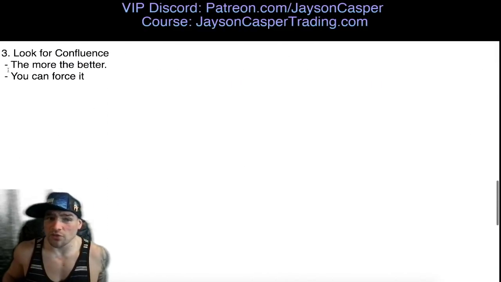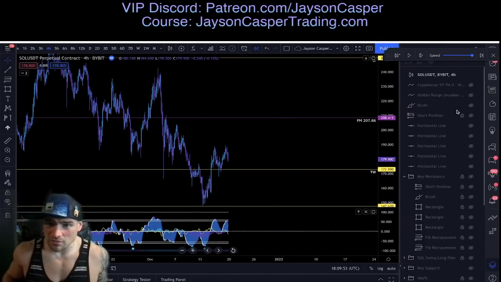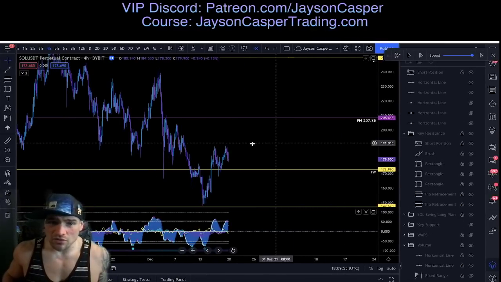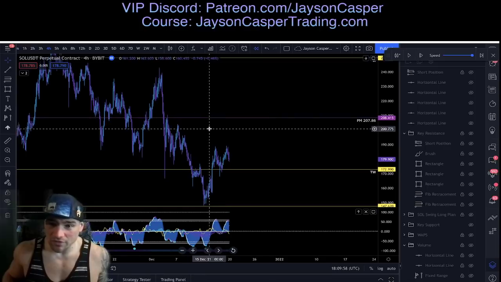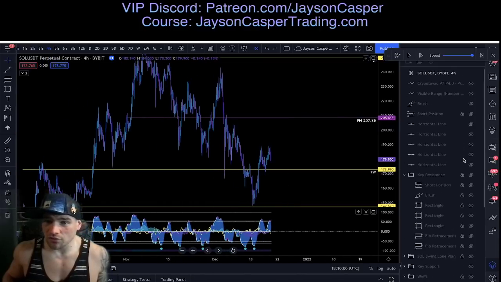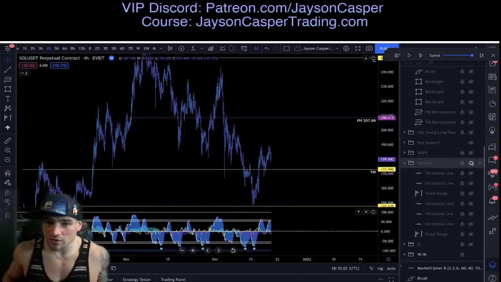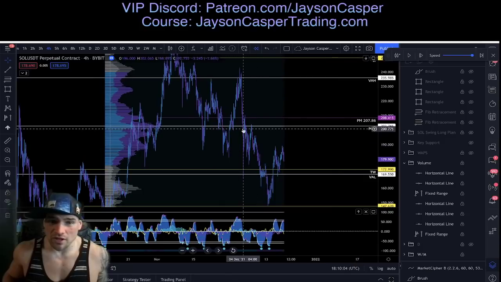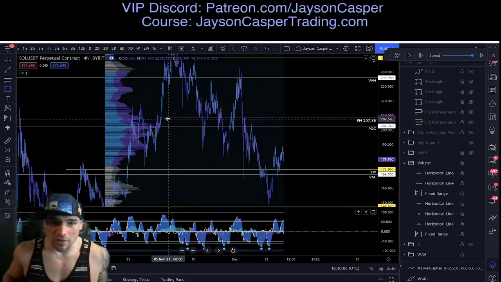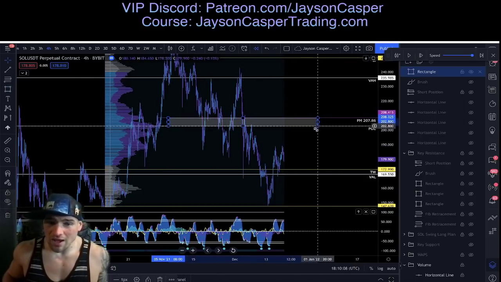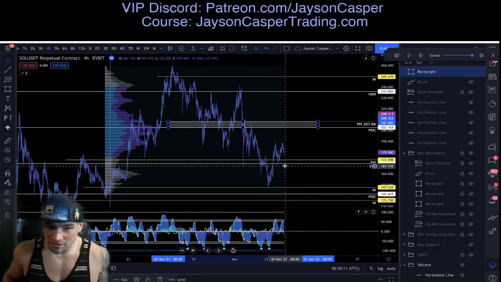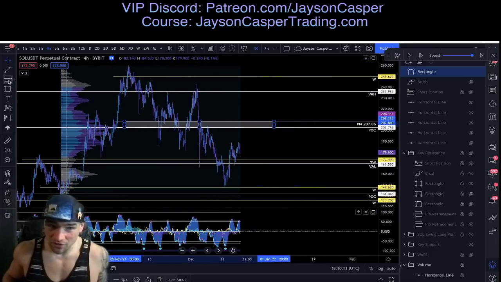Look for confluence. The more you can find, the better. You can force it, guys. What I mean by that is this: let's say, for example, you see that we have a nice monthly level, and you also see that we have a nice area of volume, for example the point of control right here, and you start to build this box of a potential confluence, I like to literally force fibs in here to see, do we have a golden pocket?